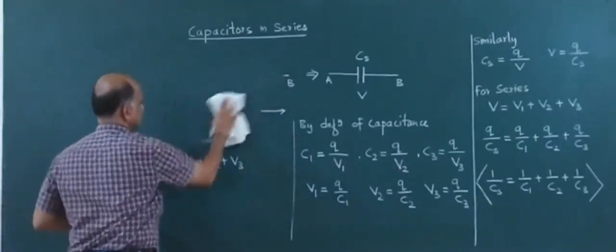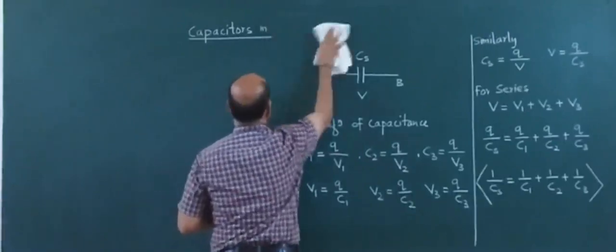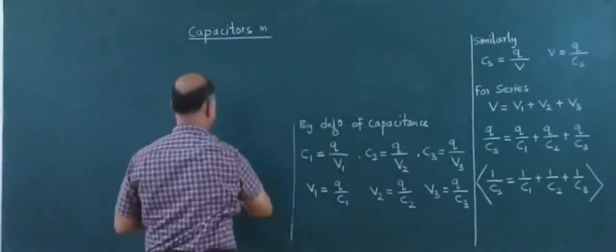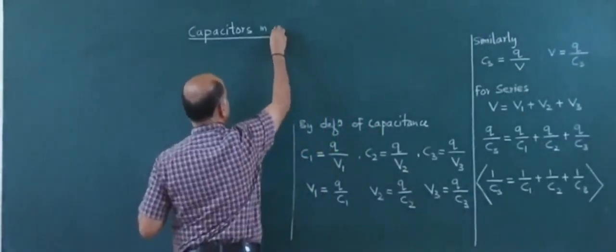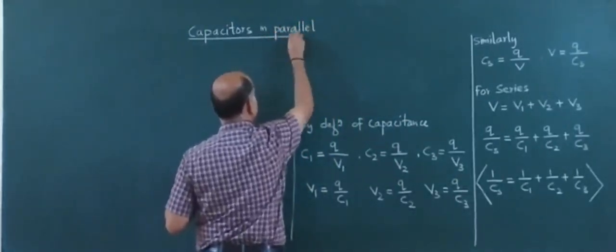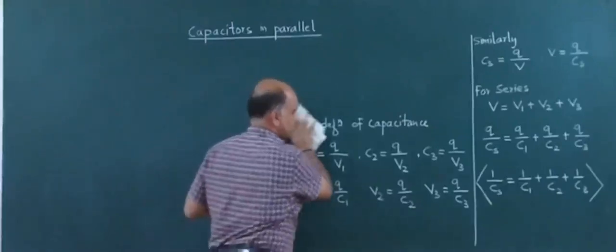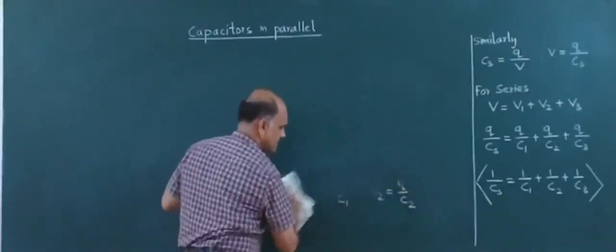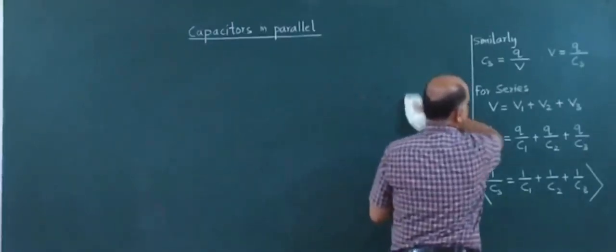Now, second, we will see capacitors in parallel. So when do we say capacitors are in parallel? Capacitors are said to be in parallel if the potential across each capacitor is the same.